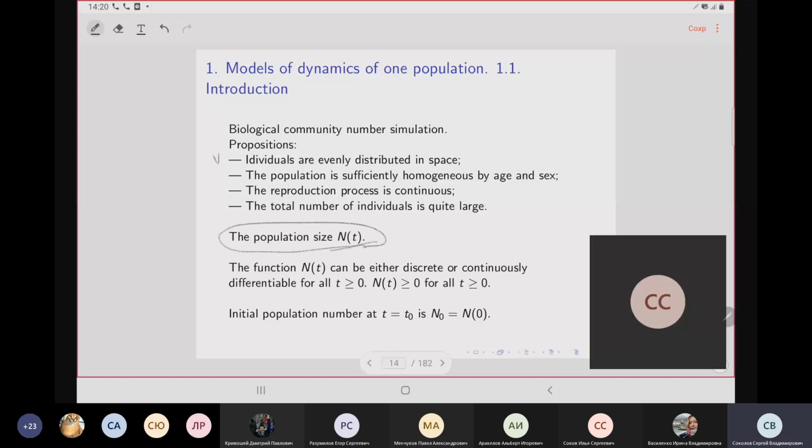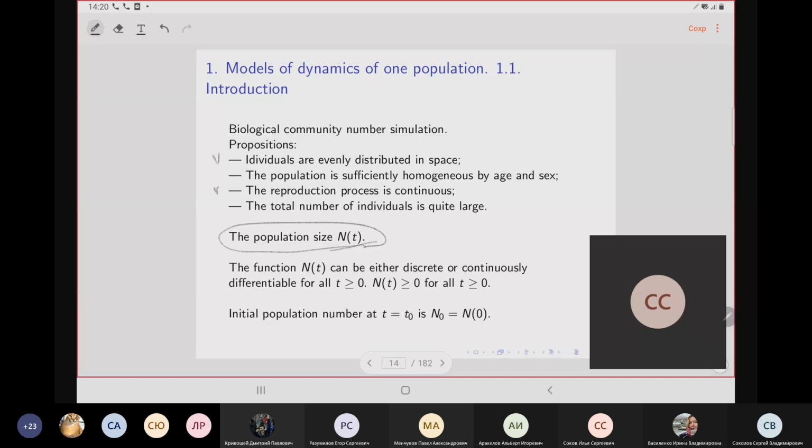The second one, the population is homogeneous by age and sex. So all of the species are maybe not the same, but they are similar. They can be described by these smooth functions. Next one, very important: the reproduction process is continuous.